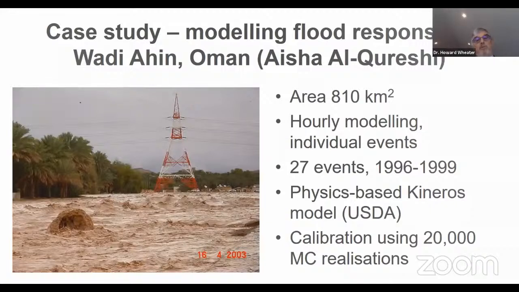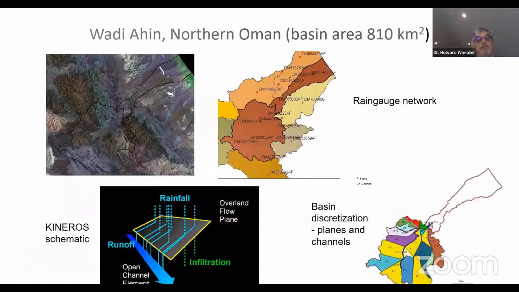So we worked with a model called Kinneros, which is one of the few models in the world that's really been specifically designed for arid areas. It's developed by the US Department of Agriculture, David Woolheiser. We had data from 29 events. So here's an aerial shot of the catchment. The right-hand diagram at the top shows us the distribution of rain gauges, which is really quite dense by any standard.